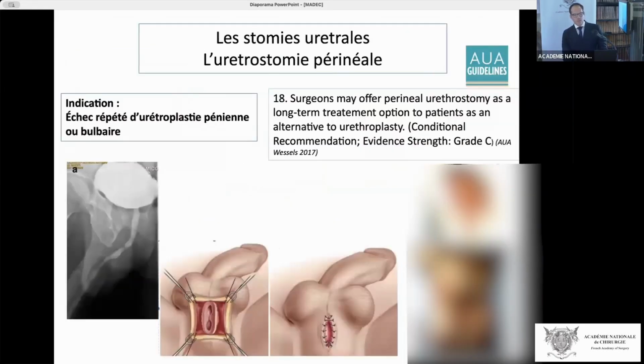And then the last option, in case of multiple failures, we can always consider performing a perineal urethrostomy, a relatively simple surgery that provides great service to patients, especially when they have complex histories of urethral stenosis for years. So we obviously make the stoma above the area that is narrowed on the anterior urethra. Patients are continent, almost all are continent. When we perform a perineal urethrostomy, this option simply isn't possible for posterior urethral problems.